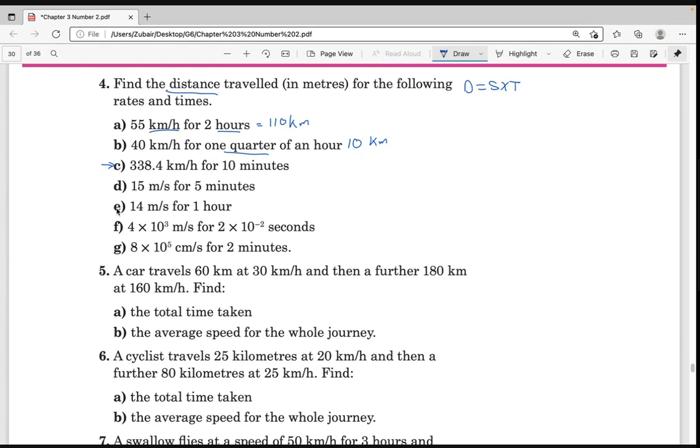What distance are you getting? 66,400 meters. Correct. 338.4 is kilometers per hour into time. That is in minutes. So I divide it with 60 to convert that into hours. So this is 56.4 kilometers.